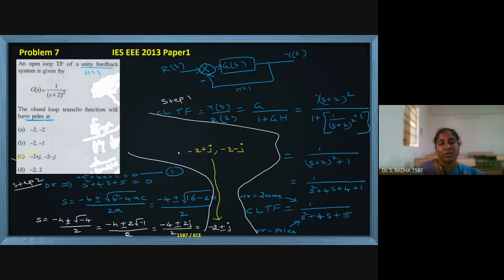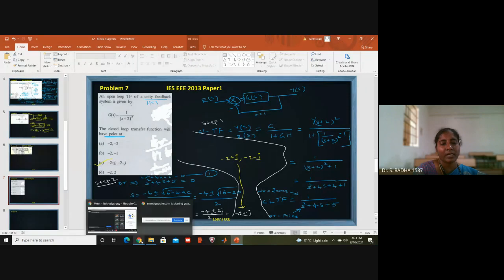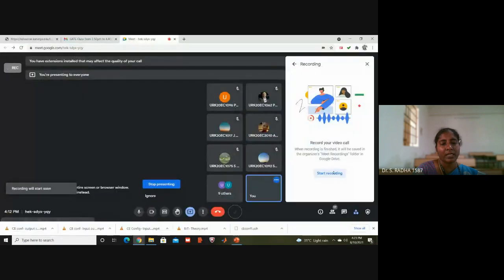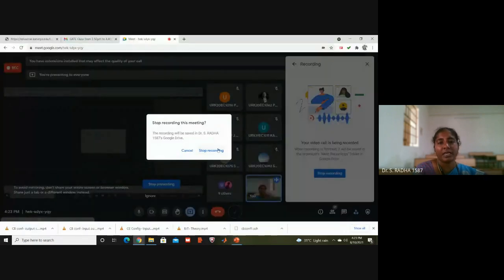So what we have done, we have calculated the closed loop transfer function, then from the denominator, calculated the roots.